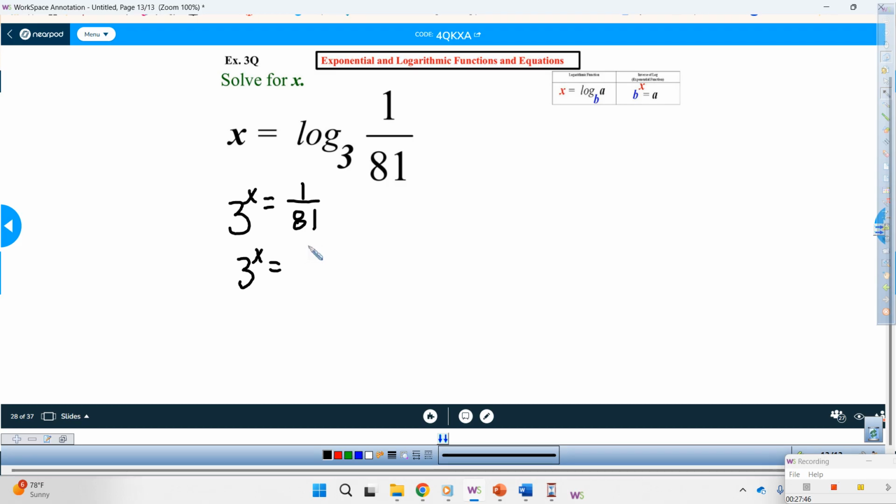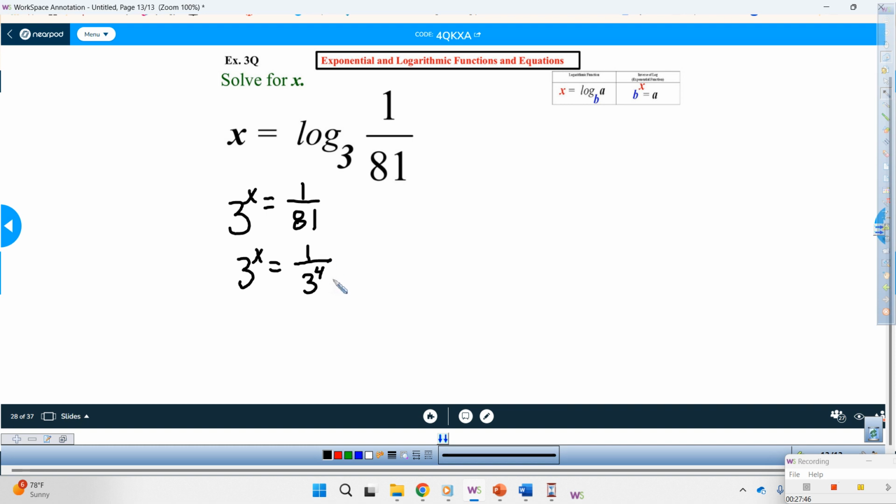We need the same base. How can we write 81 using base 3? 3 to the what? 4th power. That is correct. There it is. 3 to the 4th power.